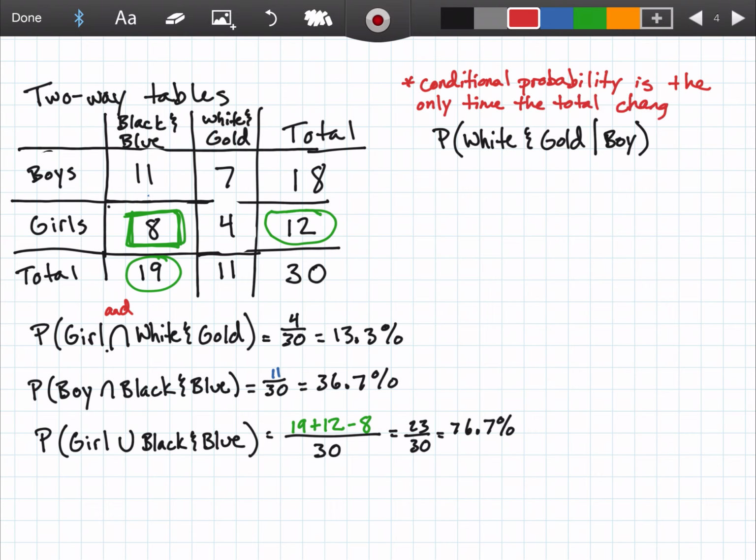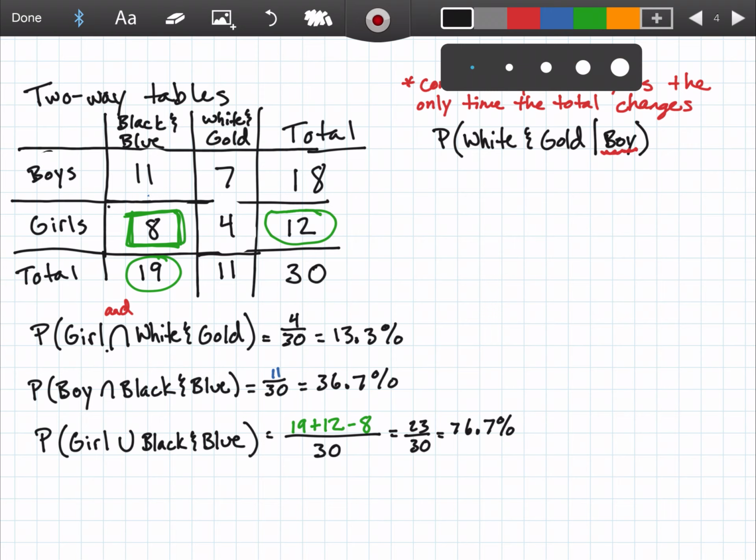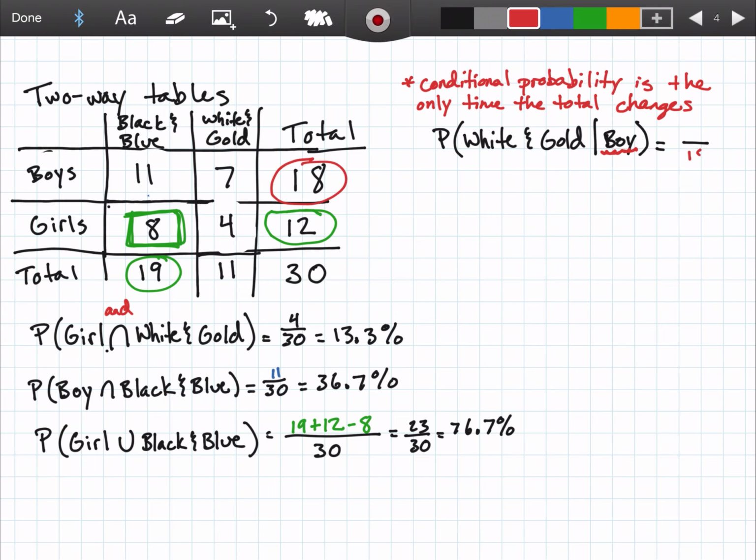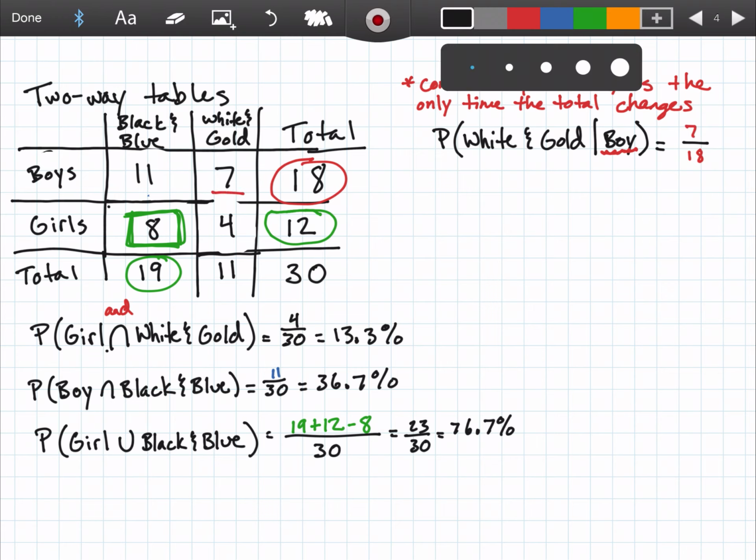So everything else was out of that 30, but as soon as I have conditional, the total number of boys I have is the total I'm going to be looking at because I'm only looking at the category of the boys. So how many boys are there total? 18. So that means I'm going to be looking at 18. So out of those 18, how many saw white and gold? 7. And we're going to get a 38.9%.